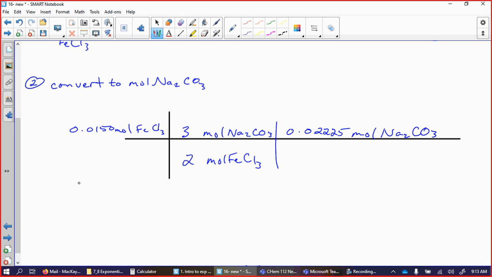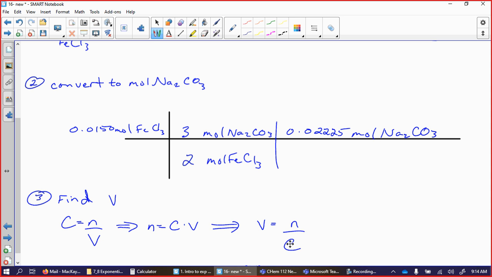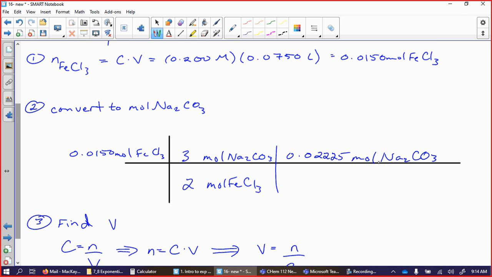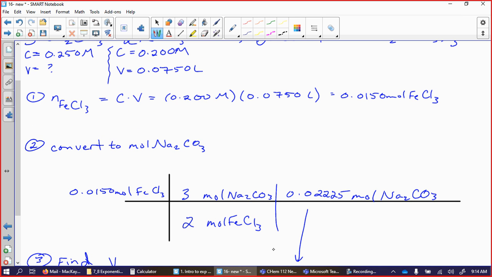So we have that. Our third step is this one is find. So C equals N over V, which gets N equals C times V. So our formula is volume equals moles over concentration. We have the number of moles. We have the concentration.